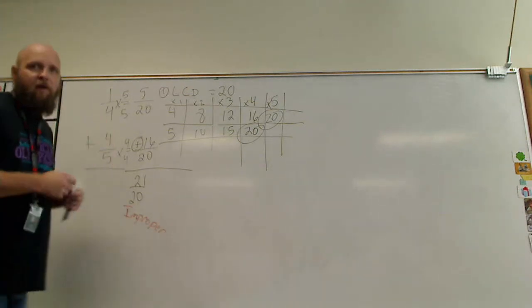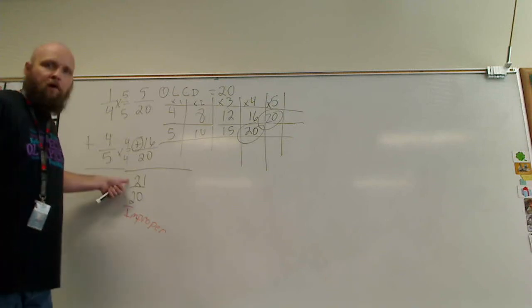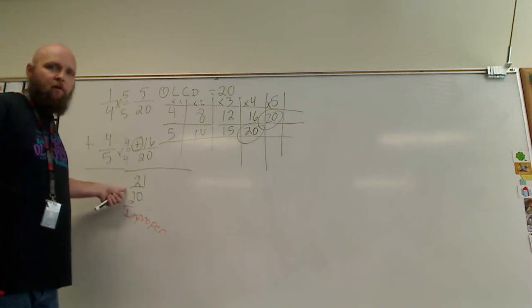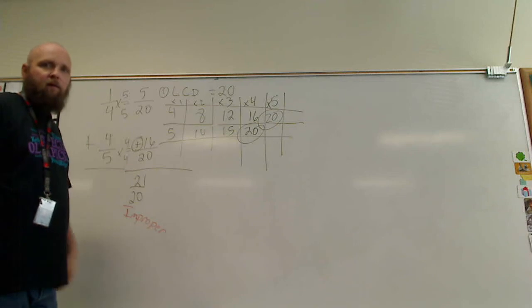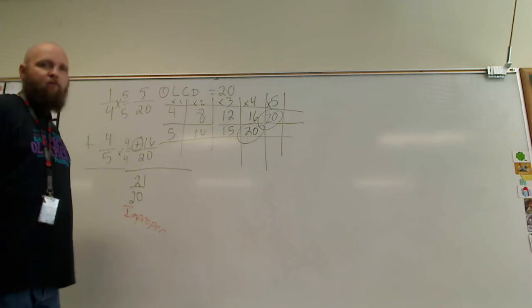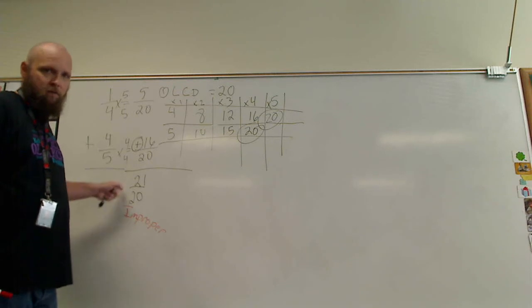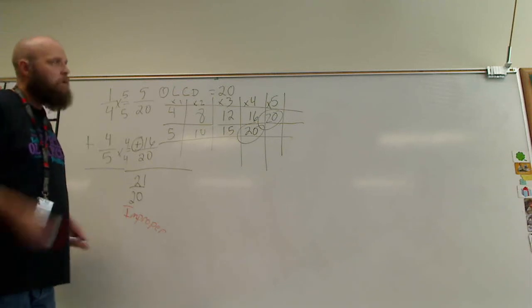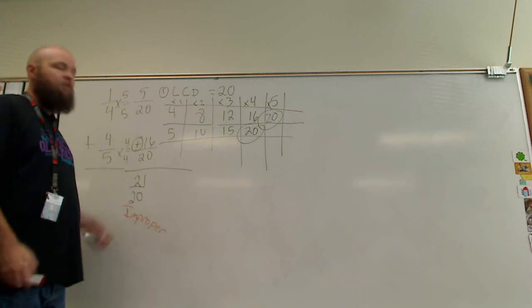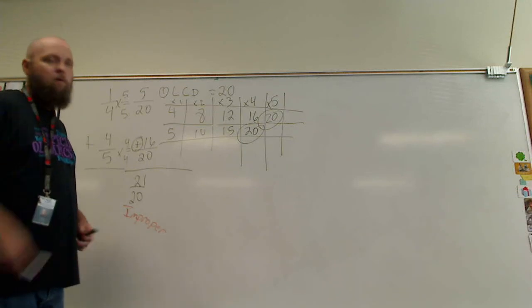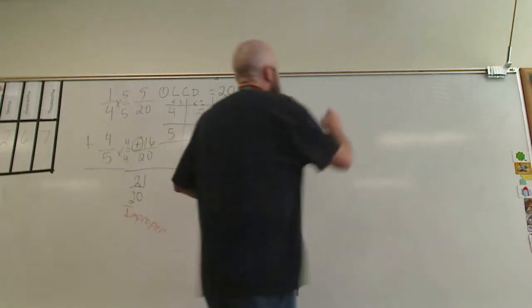That is what we call an improper fraction, because the numerator is larger than the denominator. We can't leave it that way. We can never leave a fraction as an improper fraction. We're going to change it to a mixed number. To change an improper fraction to a mixed number, you follow these steps.